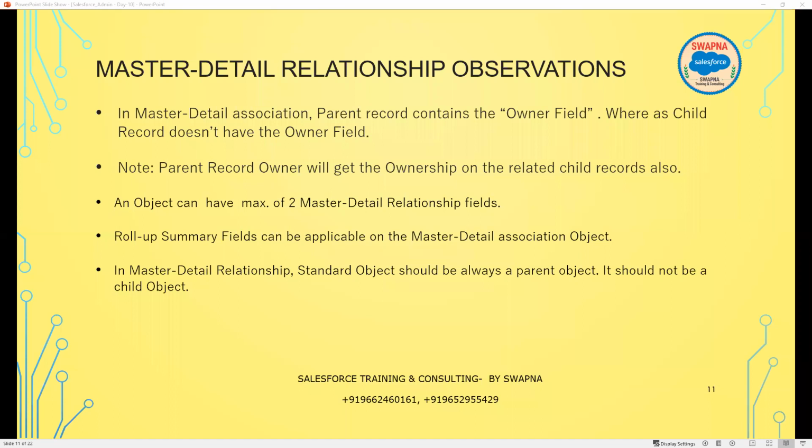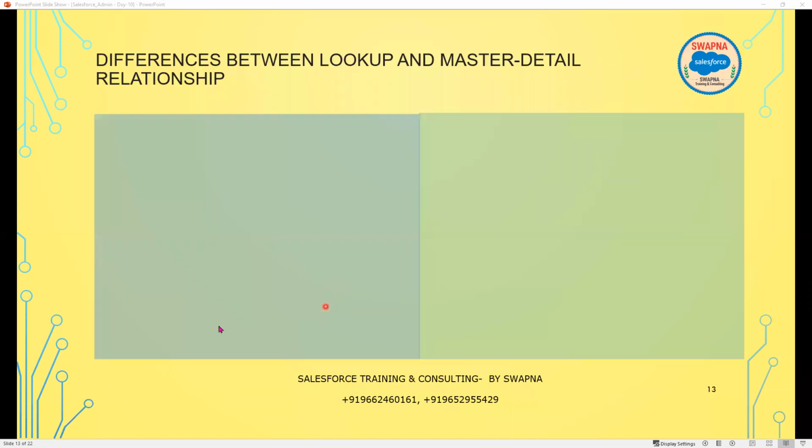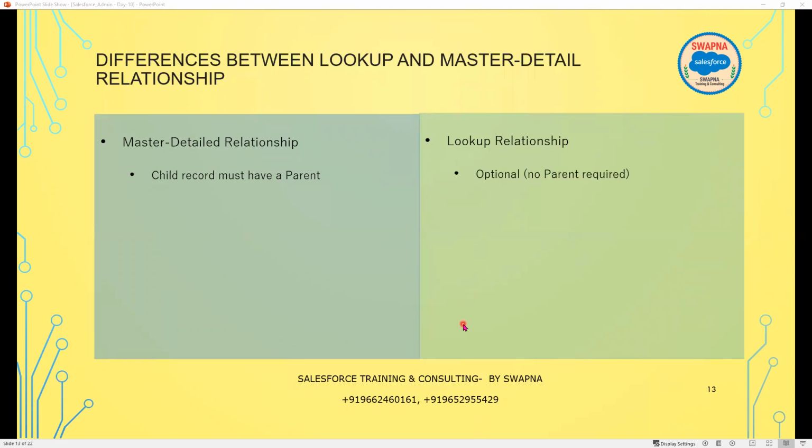Now let's go ahead and see the use case. Now this is what we have implemented. Now let's see the differences between the master detail relationship and the lookup relationship. In master detail, every child record must have a parent. Without a parent, you cannot create a child record. Whereas in lookup relationship, it is optional. It is not mandatory that you always have to associate the lookup relationship, right?